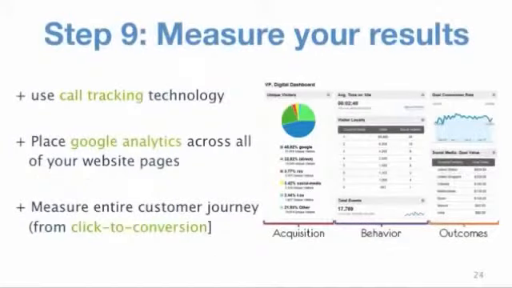Step number 9, measure your results. Again, the beauty of online marketing is that everything can be measured. You definitely want to make sure that you have the right system in place to be able to measure everything you should. Otherwise, you're just throwing money away. Just as with the keywords, if you don't have that report to tell you that 95 of 100 of your keywords are not performing, then you're throwing money away.